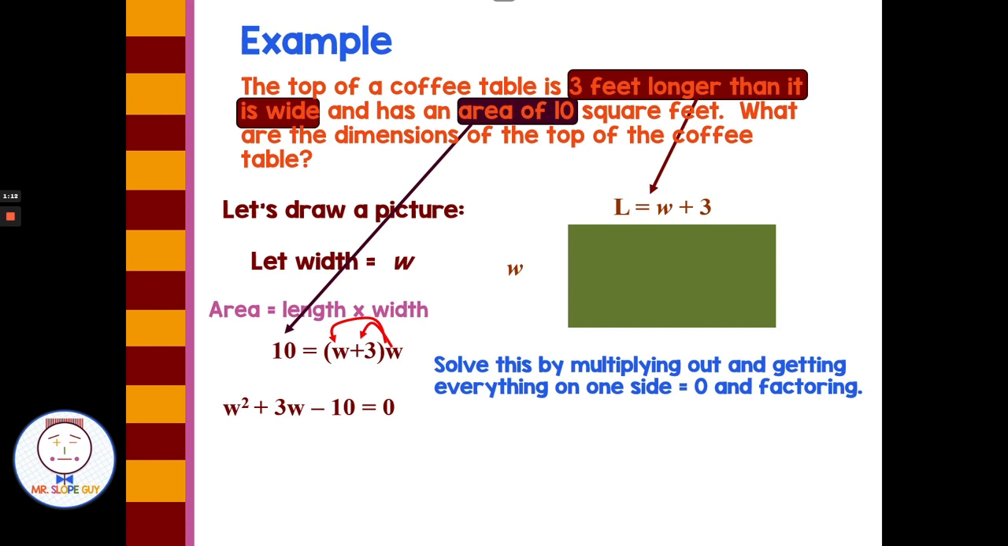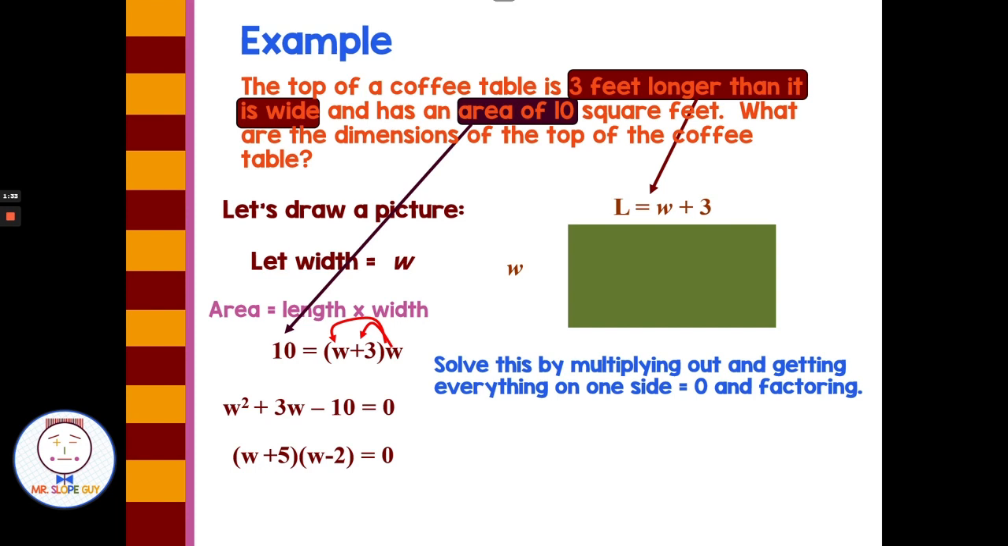So now that we have a quadratic, we have two ways we could look at solving this. We could look at solving by factoring or solving with quadratic formula. Either way, we get the same solutions. So this one looks easy to factor. I'm looking for two numbers that multiply to negative 10 and add up to 3. Well, positive 5 and negative 2 multiply to negative 10 and add up to positive 3.